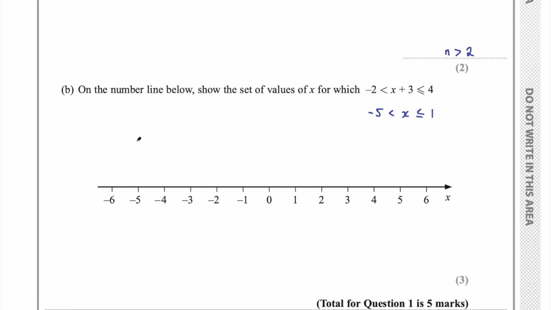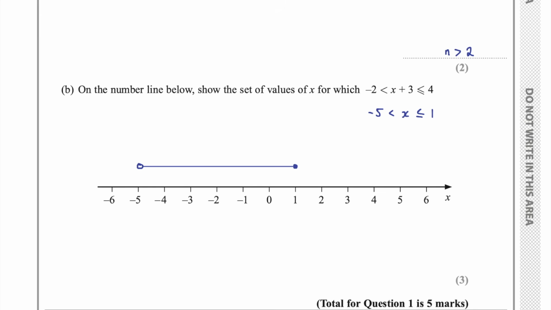You need to remember how to draw these sets of values on a number line. When it's greater than negative 5, we do an empty circle like that. And when it's less than or equal to 1, we do a filled in circle like so. And then we draw a straight line between them. And that represents the values of x. Okay, so that would be enough for 3 marks there for part B, and that was question 1 for 5 marks.